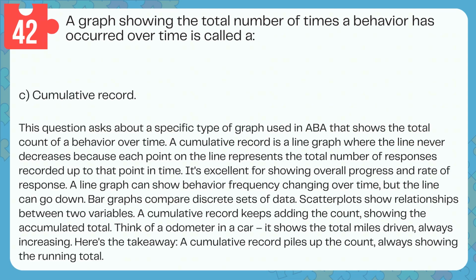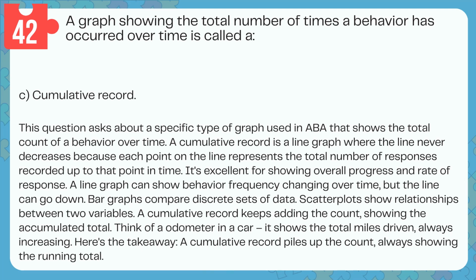Answer: C. Cumulative record. This question asks about a specific type of graph used in ABA that shows the total count of a behavior over time. A cumulative record is a line graph where the line never decreases because each point on the line represents the total number of responses recorded up to that point in time. It's excellent for showing overall progress and rate of response.